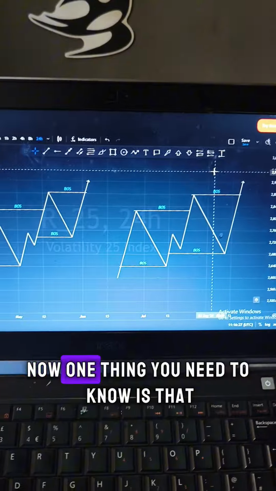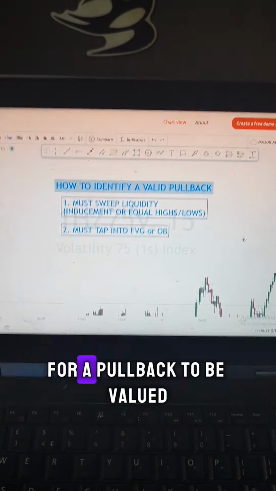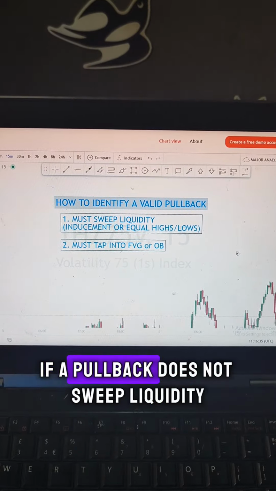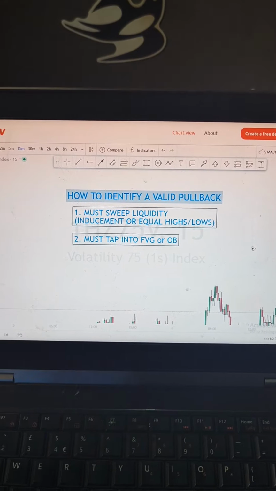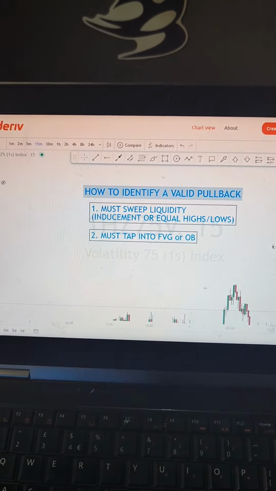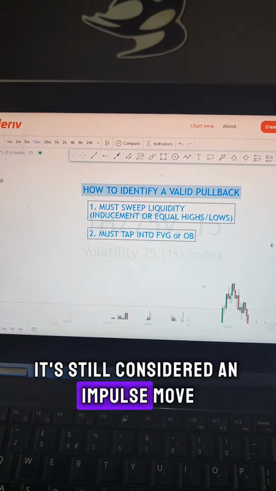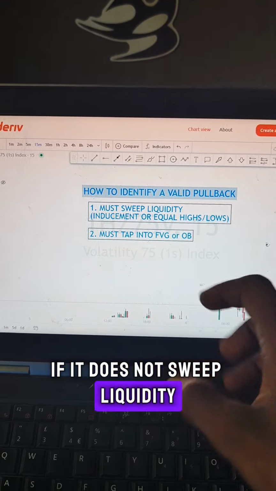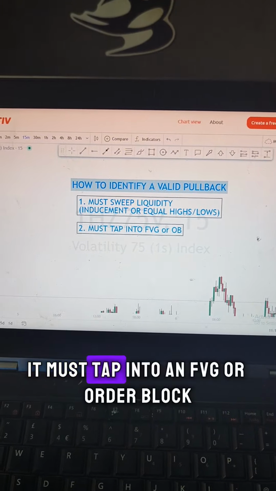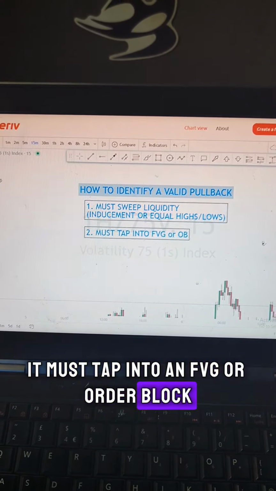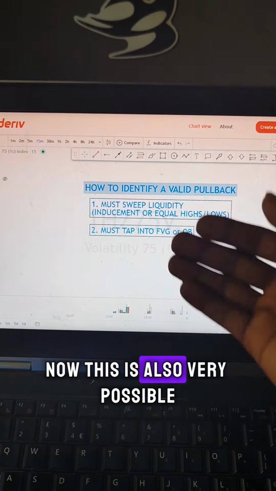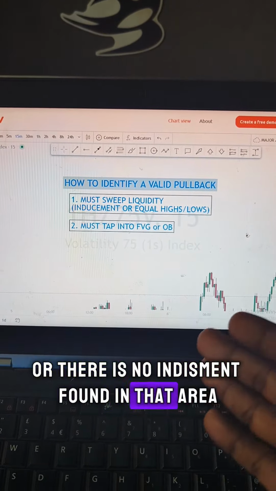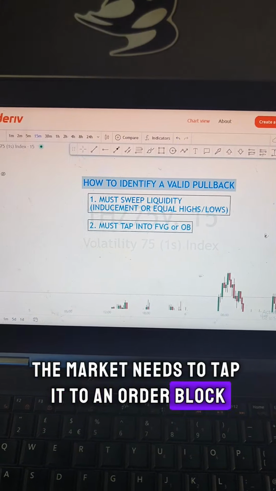So now, one thing you need to know is that for a pullback to be valid, number one, it must sweep liquidity, right? If a pullback does not sweep liquidity, don't consider that pullback a valid one. Okay, it's still considered an impulse move. Get that? It's still considered an impulse move if it does not sweep liquidity. The next one is that it must tap into an FVG or order block. This is also very possible in case there is no liquidity or no inducement found in that area. The market needs to tap into an order block or a fair value gap.